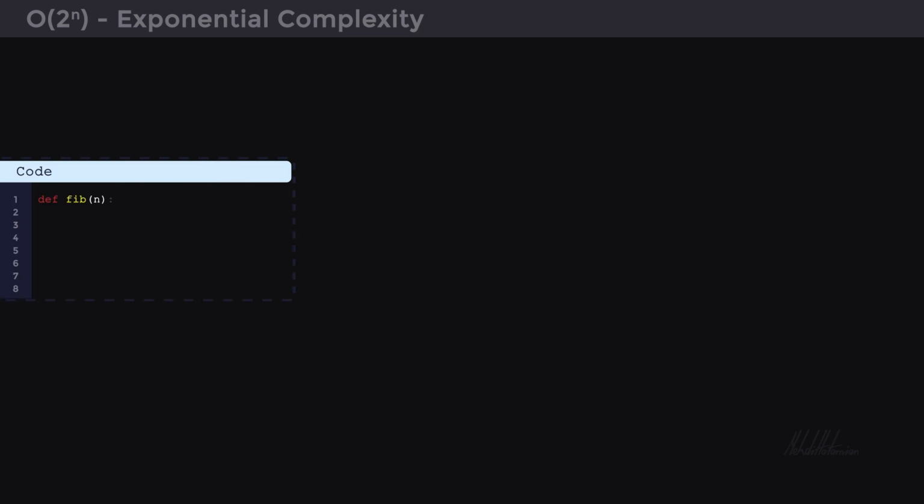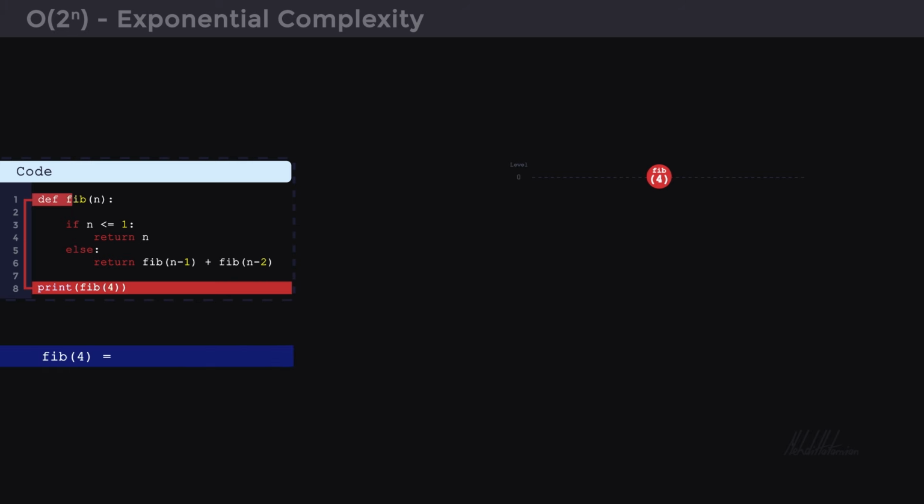Let's dive into understanding time complexity of big O of 2 to the power of n. In this piece of code, we're calculating the Fibonacci of 4. To understand how the Fibonacci function works in the code, you'll see a tree representation on the right side of the screen. Each node in the tree represents a function call, and each split shows the two recursive calls it makes.